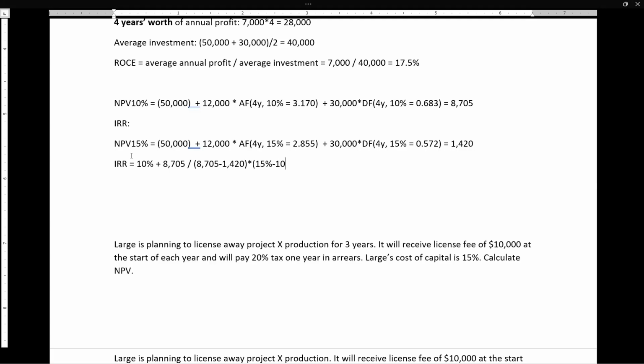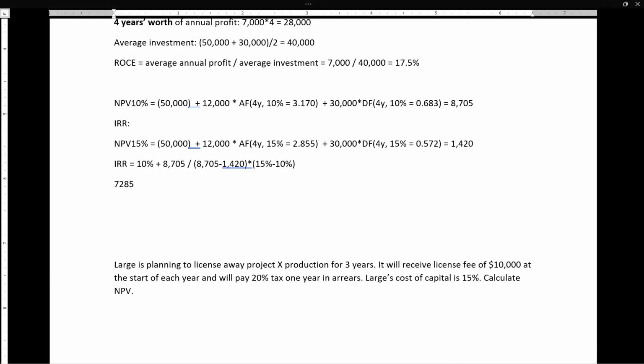So that is it. And now I'm going to use my calculator to do that. And let me see. So the answer should be above 15 because even for 15, we have positive NPV. So I will calculate first 8705 plus minus 1,420. That would be 7285 because I have a normal calculator, not a scientific one. 8705 minus 1,420. Good.